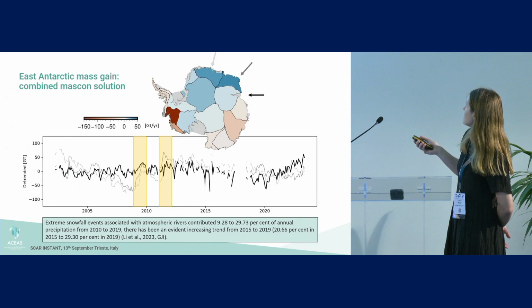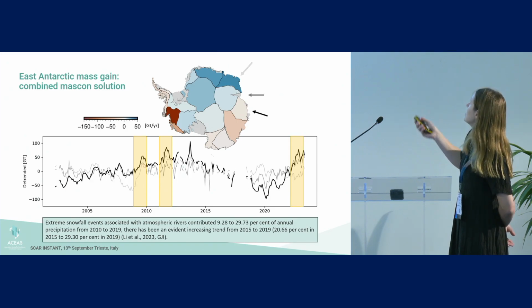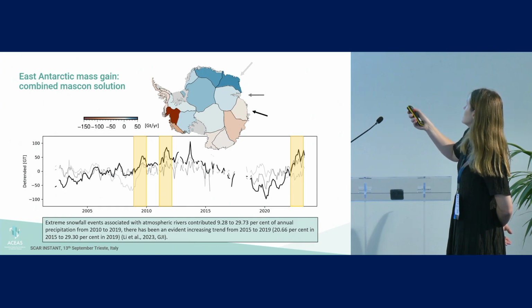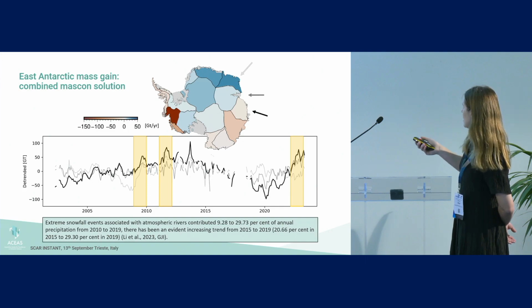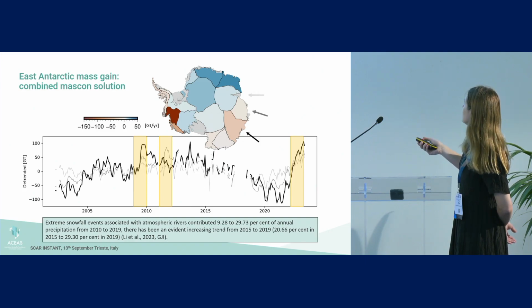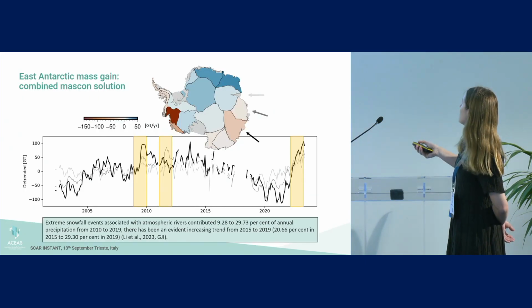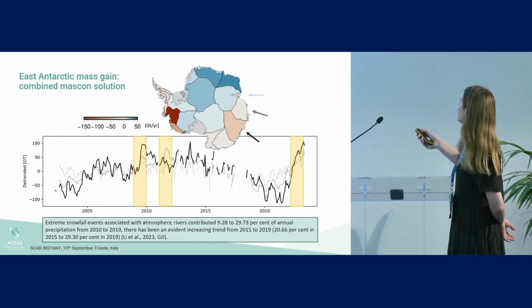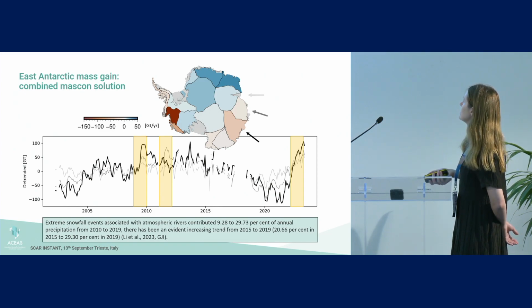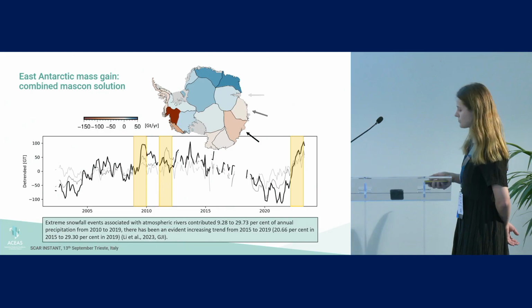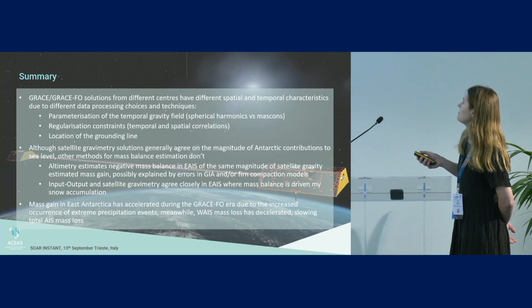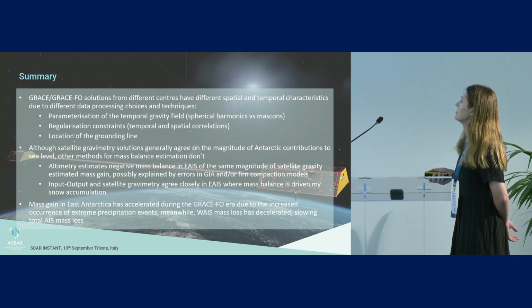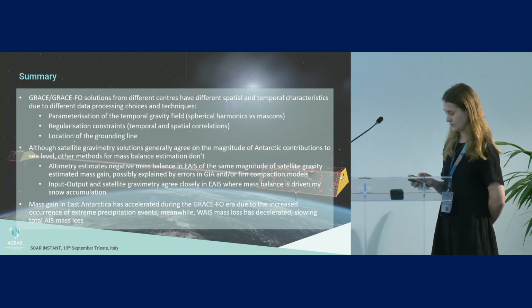And you can see as I flick around, looking at these detrended time series, that once we get around to Wilkes Land here in this sector, we start seeing significant mass gain from around 2020. And some of that mass gain is coincident with the large atmospheric river we saw in March of 2022. So I'm out of time, so I will leave the summary up here. Yeah, thank you.